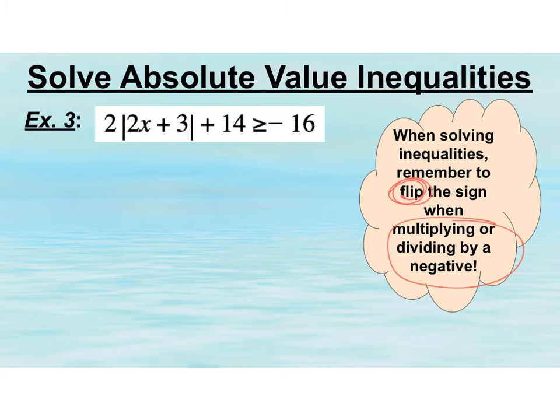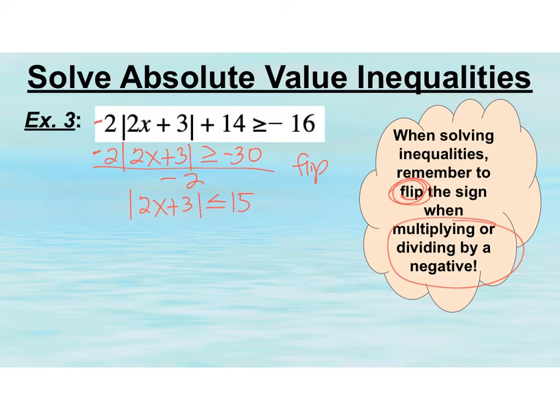So I'm going to undo this. I'm going to subtract the 14 and get negative 30. I'm going to divide everything. That's supposed to be a negative 2. Divide everything by a negative 2. And because I am dividing by a negative, I want to flip my inequality sign. And now I have the absolute value is less than or equal to 15.